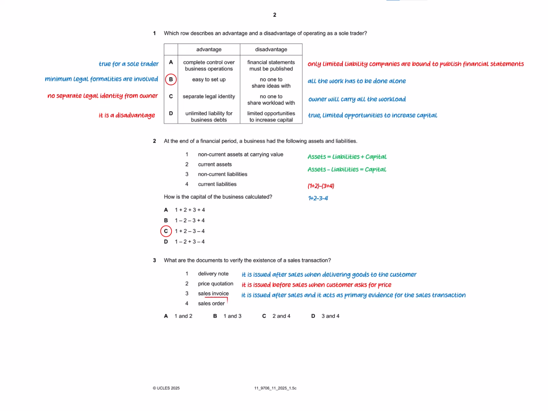Number 4, sales order. This document is basically the customer's order form, and it shows the intention to buy, but it does not tell that the sale has occurred. So this document also does not support the existence of a sales transaction.